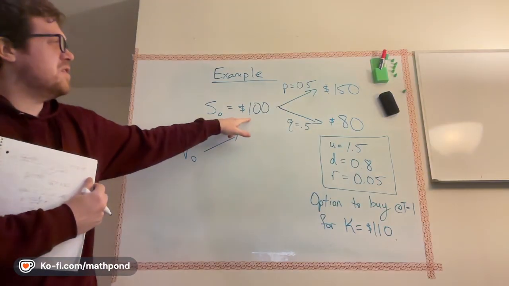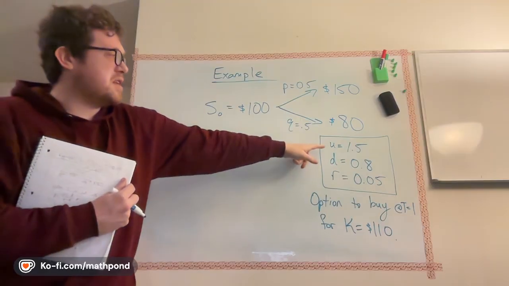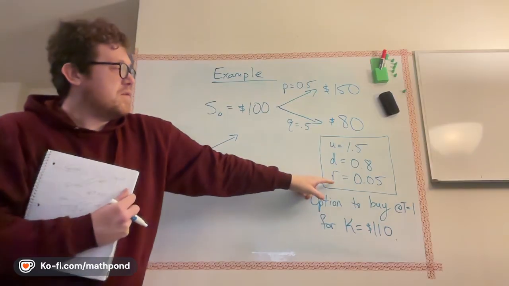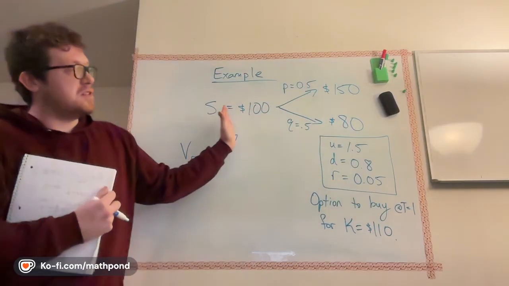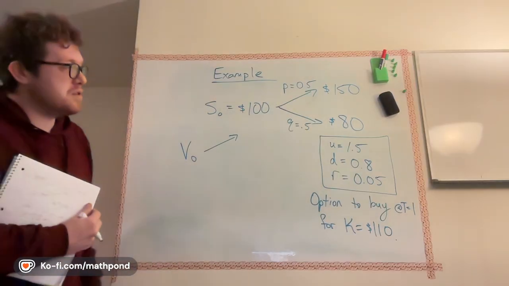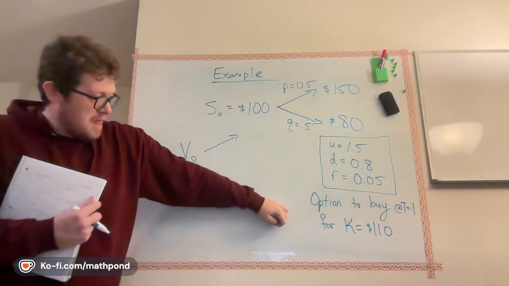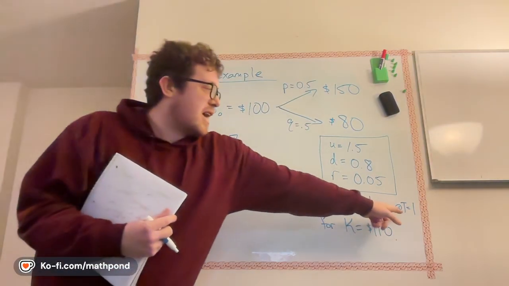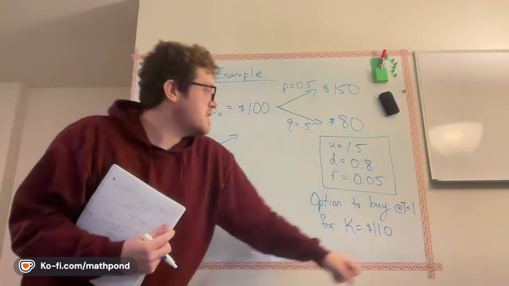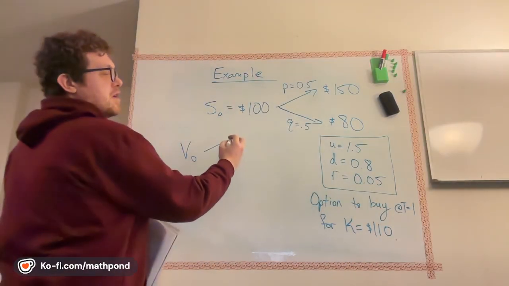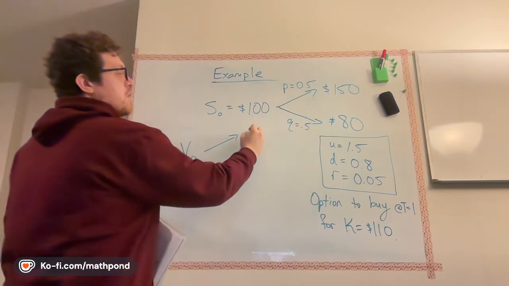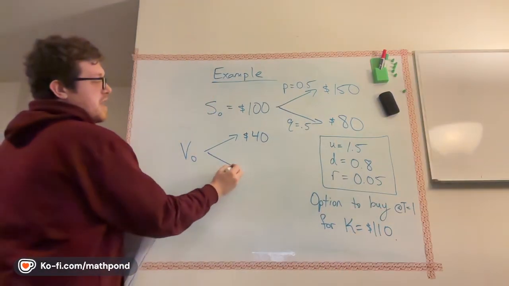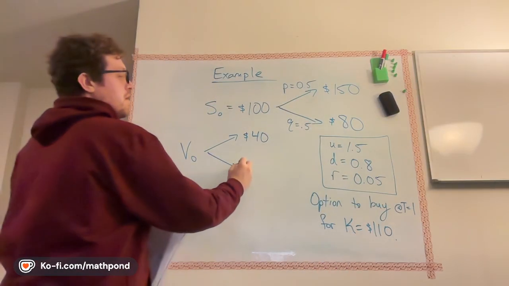So S0 is 100, it can either go up or down. We said that U is 1.5 according to these numbers, D is 0.8. Risk-free rate is going to be 5% because this is 1 year, and I'm trying to make the numbers simple enough but also realistic. And then we have the option. It's a call option to buy the stock at t equals 1 for a strike price of 110. That means if the stock goes up, the call option will be worth $40 at the end, 150 minus 110. If it goes down, it's going to be worth nothing.